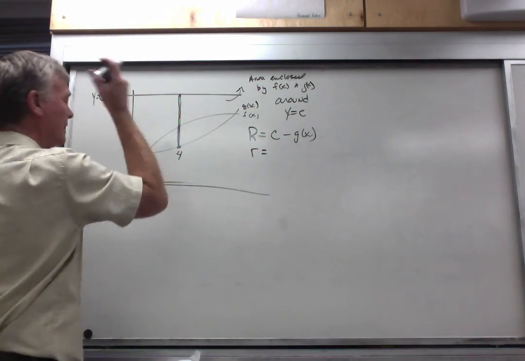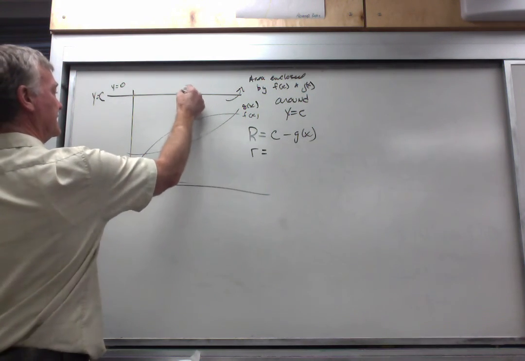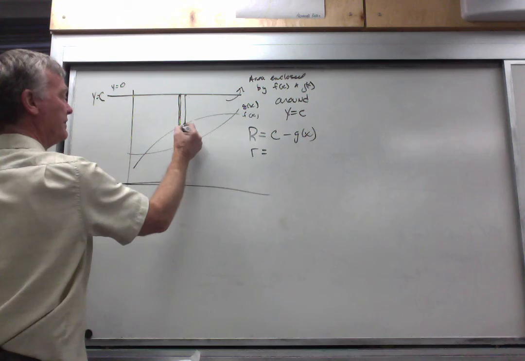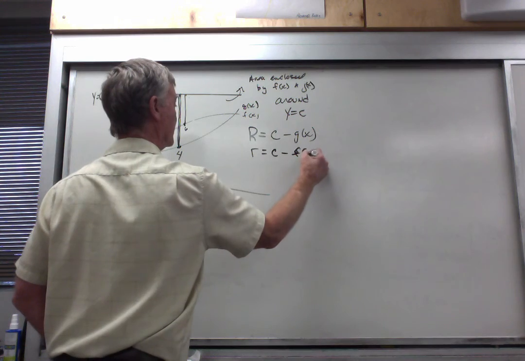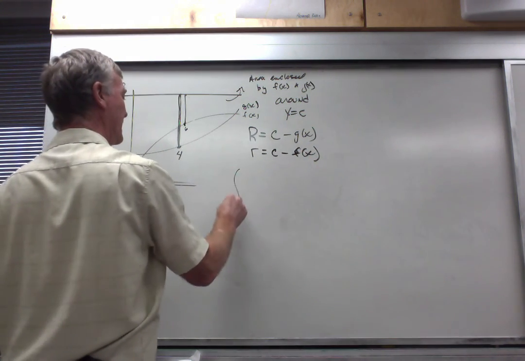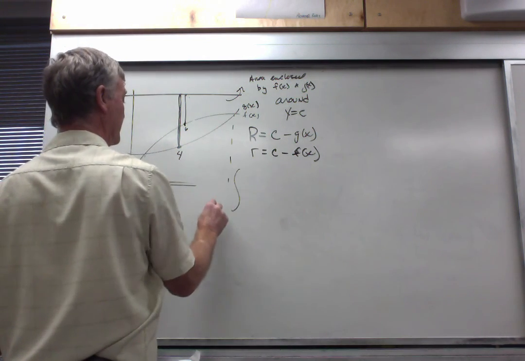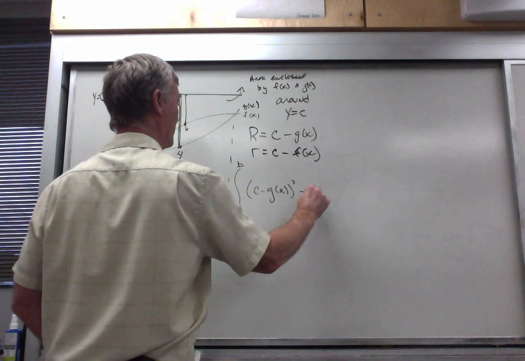And my little r would be this distance here. I know I'm not right on top of it, but you get the idea. Let's say this was 6, and again this is 10. Then this distance here would be 4, and the way you did that is you went 10 minus 6. So c minus f of x is my little r. What we would then get is my volume equals pi, from a to b, of c minus g of x squared, minus c minus f of x squared, dx.